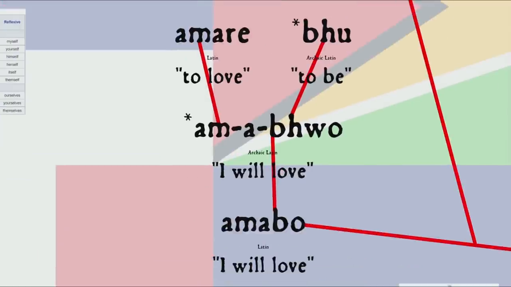Though Proto-Indo-European seems to have had no future tense, Latin developed one by combining what were originally separate words, a verb such as amare, to love, with a present tense form of bu, the verb to be, to produce an archaic Latin form that was something like amabo, eventually becoming the standard Latin form amabo, I will love.